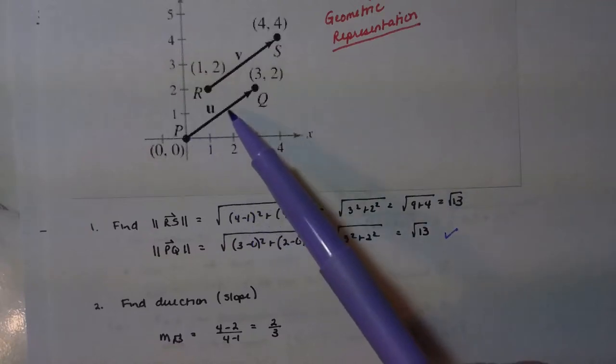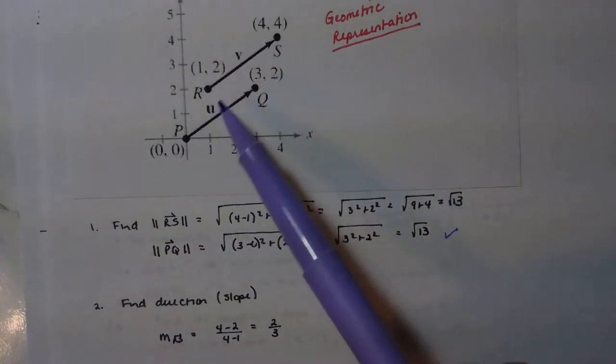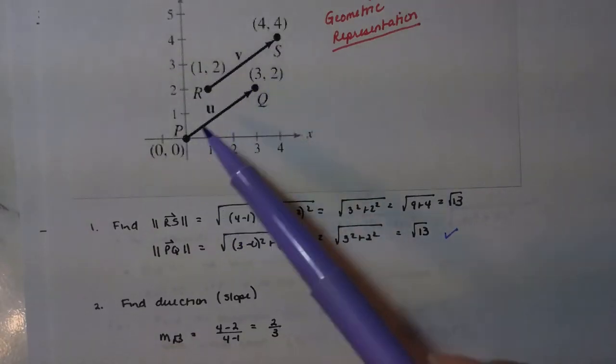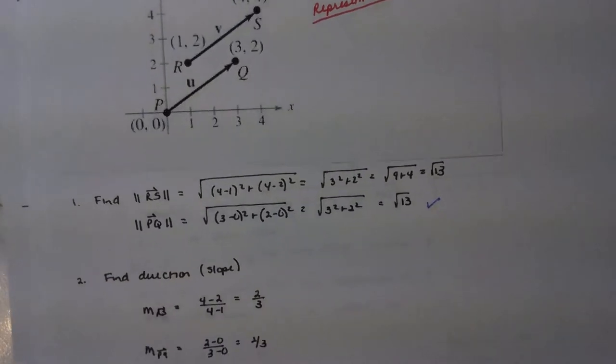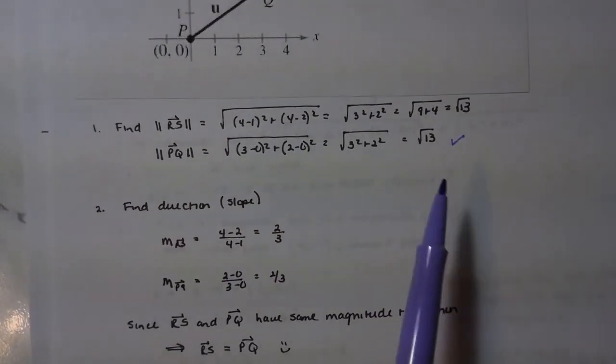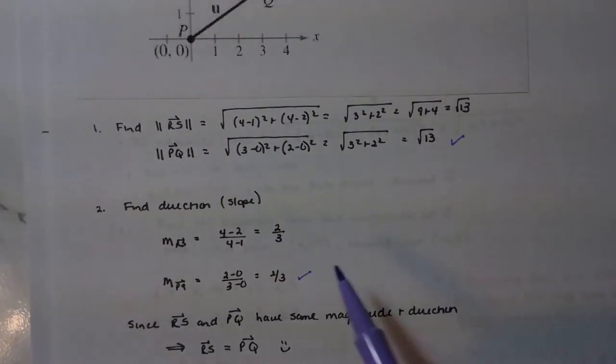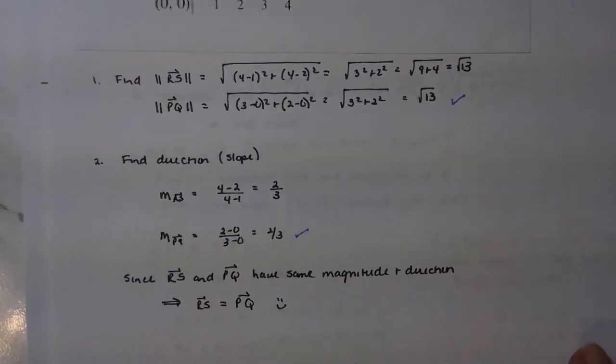And likewise for this vector PQ, if I do 2 minus 0 over 3 minus 0, I get 2 thirds again. And so since the magnitudes are the same and the slopes are the same, that means they have the same direction, then I can say that the two vectors are equivalent.